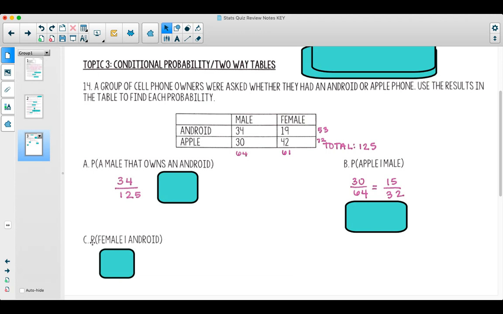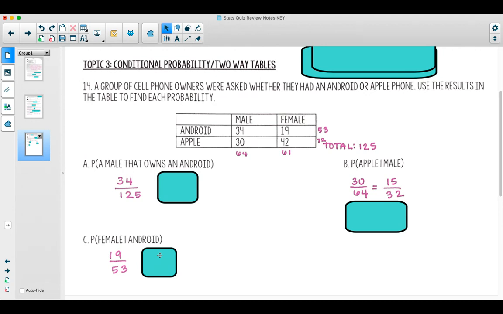So let's see how we did. Probability a female given they have an Android. So where's that combination? Where they overlap, female Android is 19. How many people have Androids total? 53. So this should be 19 over 53.